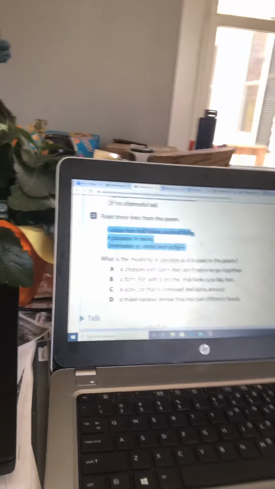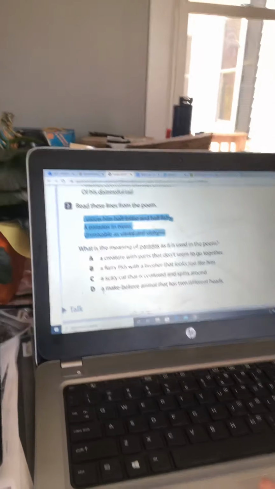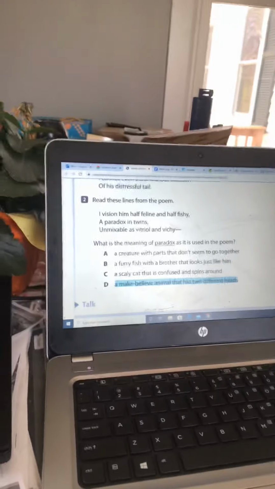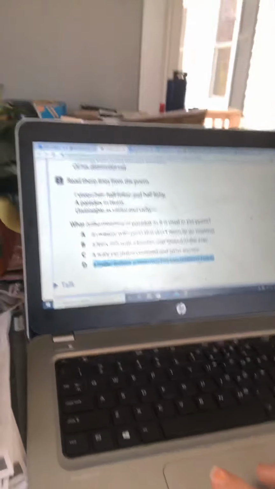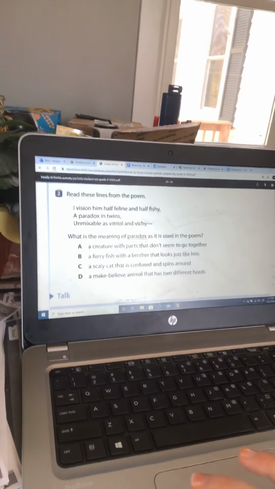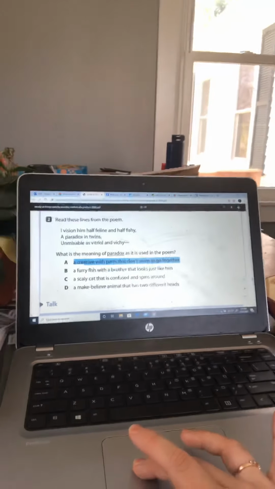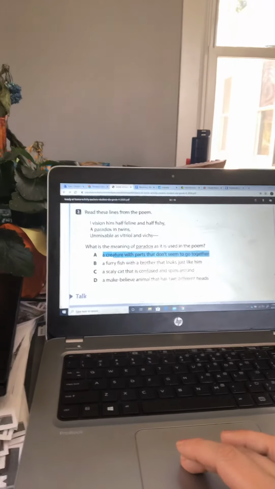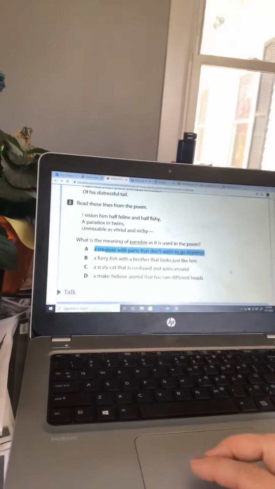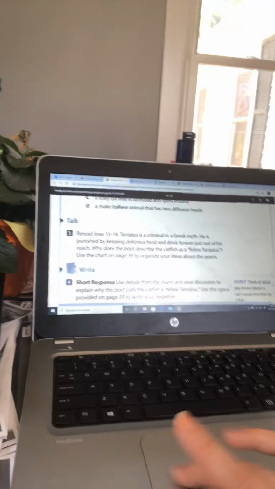Half feline, half fishy, so it's got two parts that don't go together. A make-believe animal that has two different heads. Does it have two heads? No. So our answer is a creature with parts that don't seem to go together. A feline part, a fishy part, a paradox of twins. Okay, cool. Let's keep going.